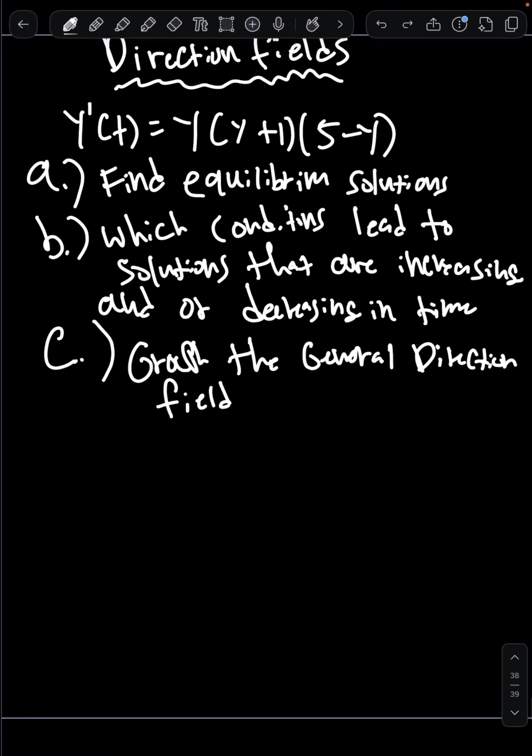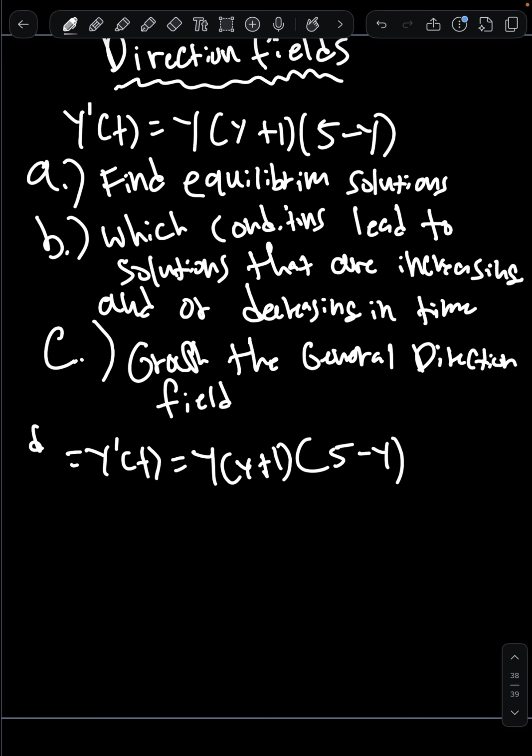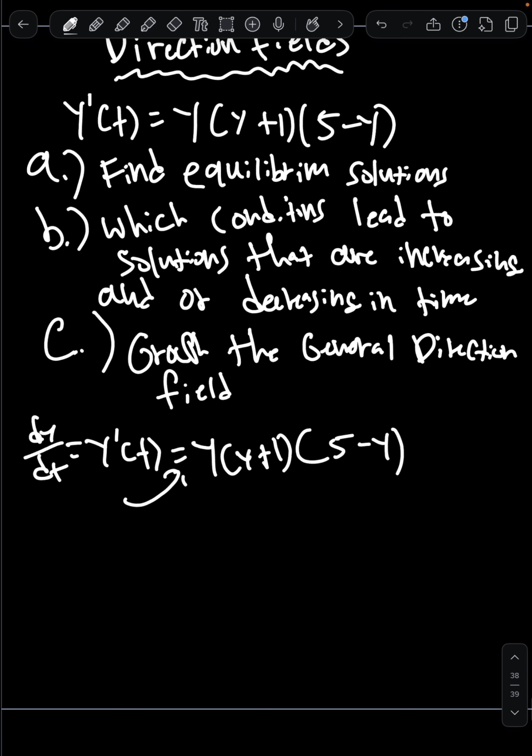So let's just start off with this equation. And I want you guys to think, what does this equation look like? Well, we know that y prime of t is just dy over dt, right? This is just dy over dt. And see how there's an equal sign here? This means that the first derivative is equal to this.